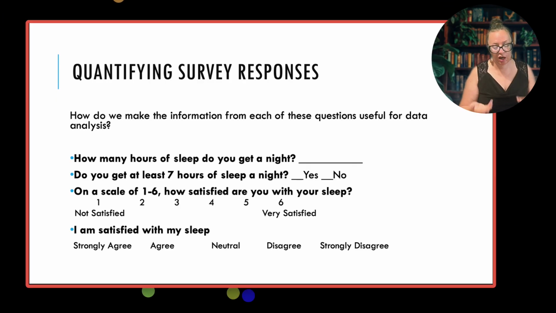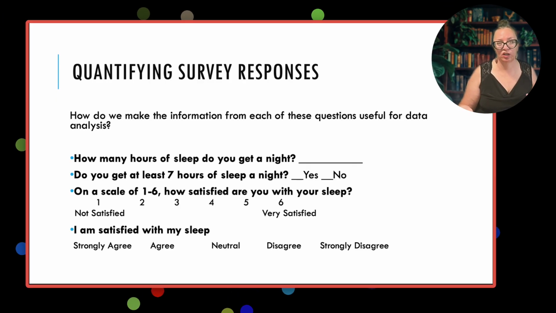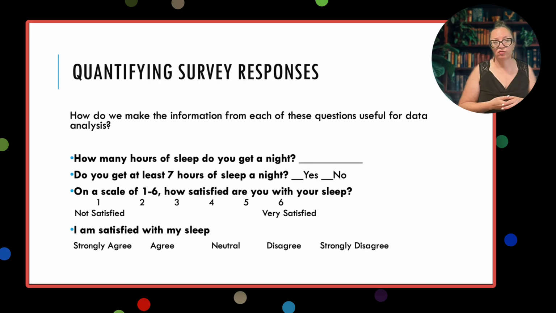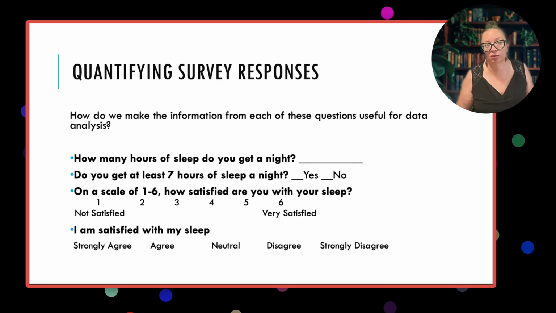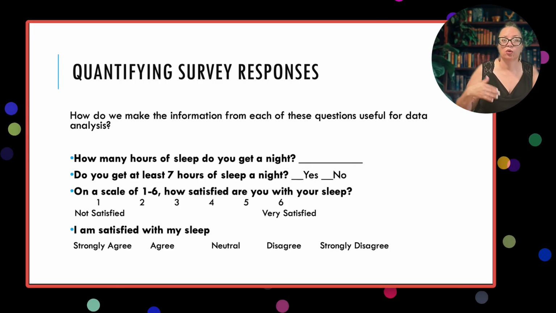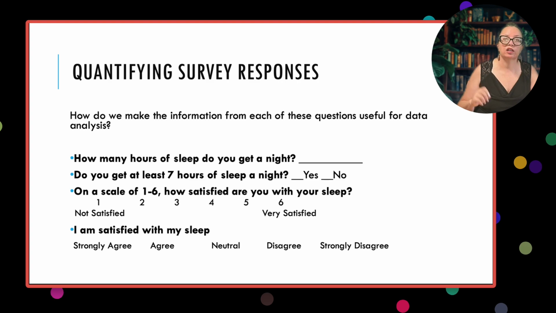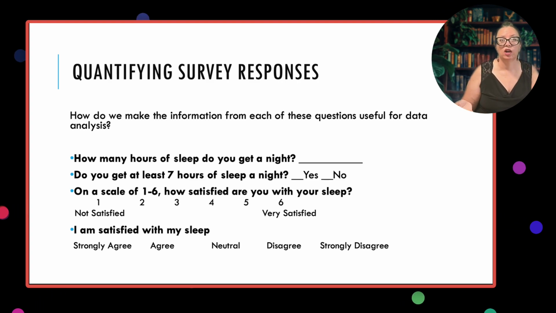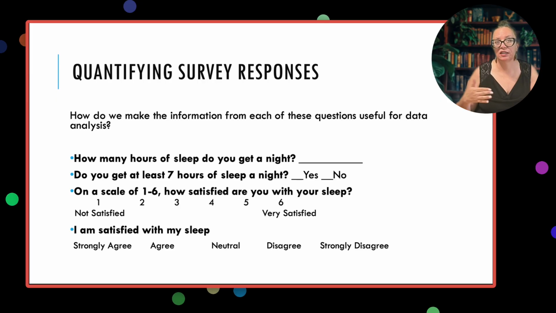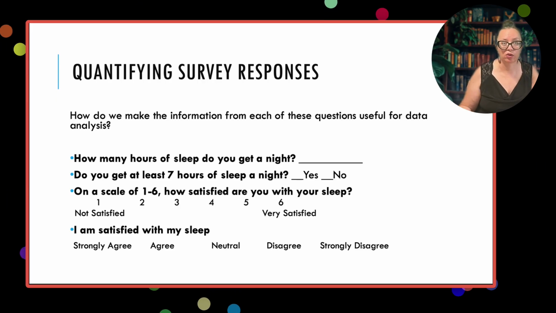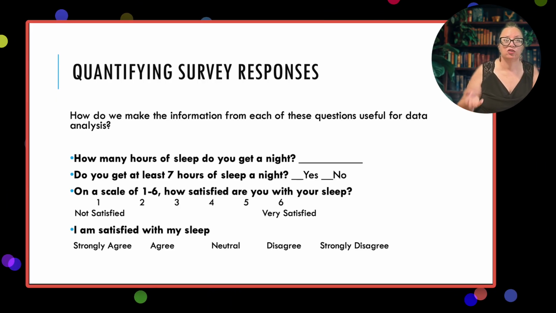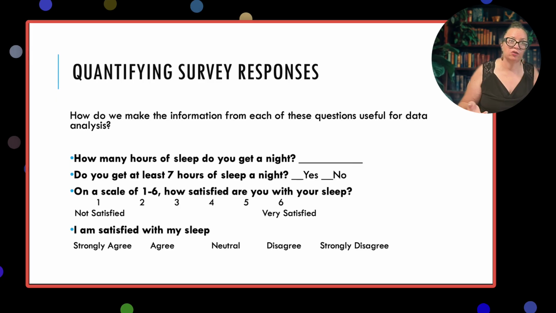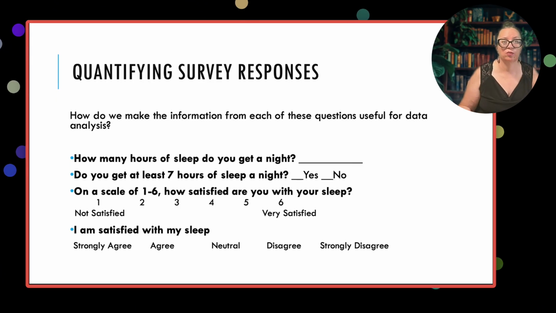We can ask how many hours of sleep do you get a night, and have them just report how many hours of sleep they're getting. We can create groups or a nominal variable where we ask people if they get at least 7 hours of sleep a night, so yes or no. That's very different from having number line data of number of hours somebody's sleeping on average per night. Do you get at least 7 hours a night? Forces you into one or two categories, yes or no.